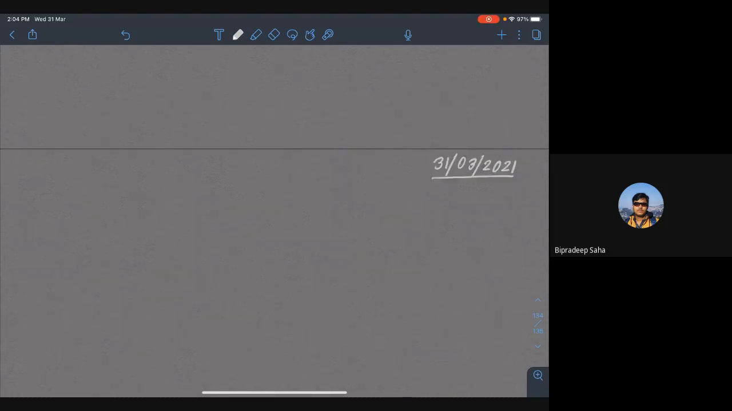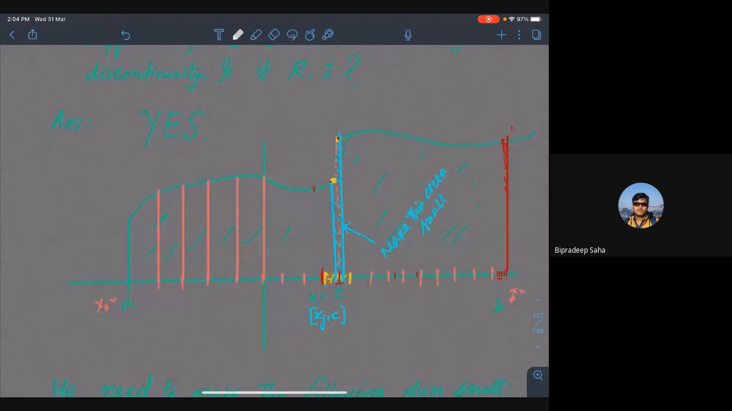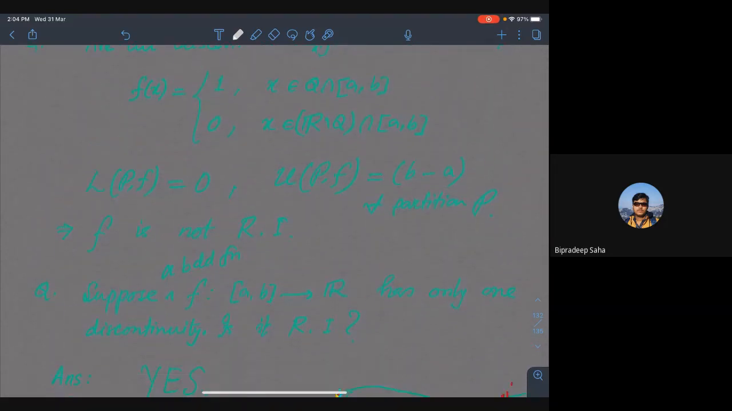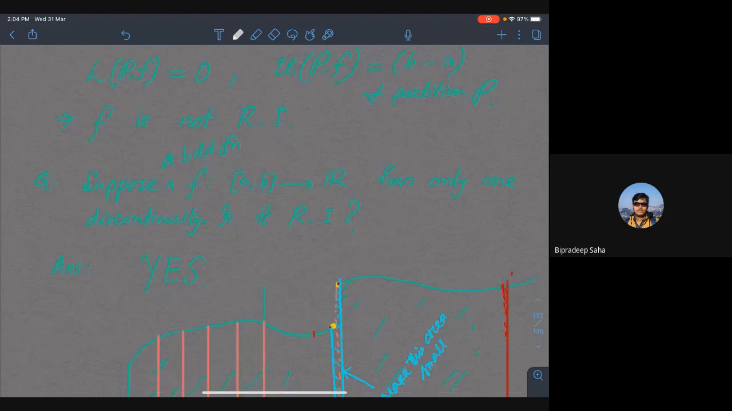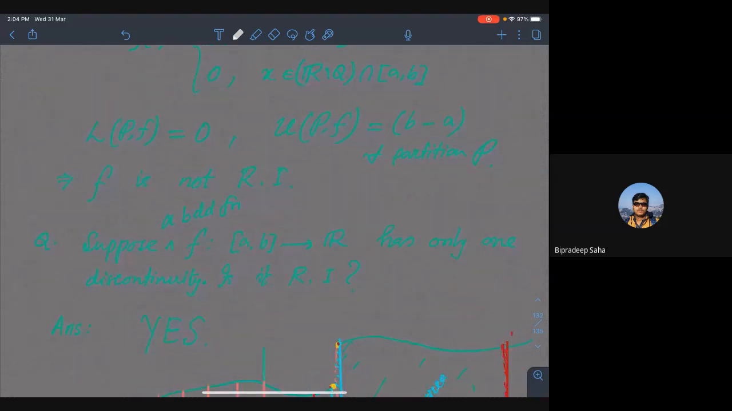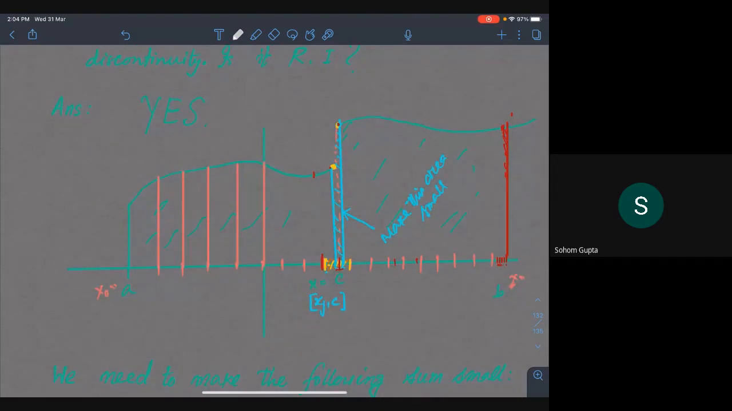Okay, so what we were discussing last time is about integrable functions, right? So is this part clear? Things are quite well written in the notes. So you can read from the notes, but try to understand the main idea for when a discontinuous function is integrable. So what is the idea?